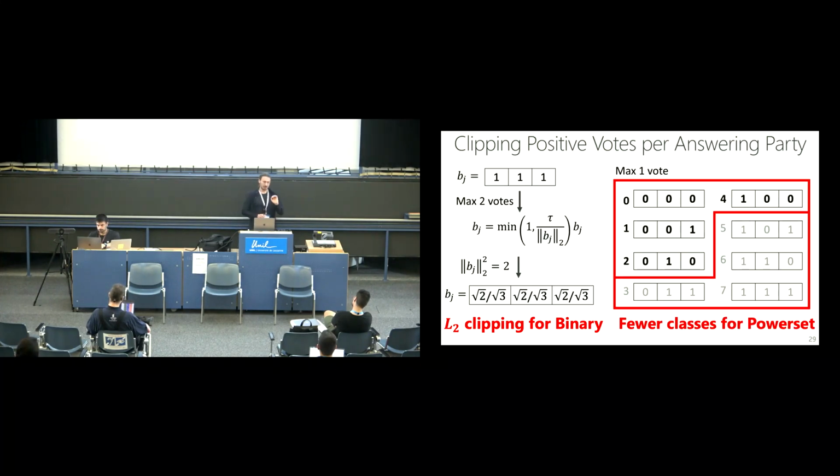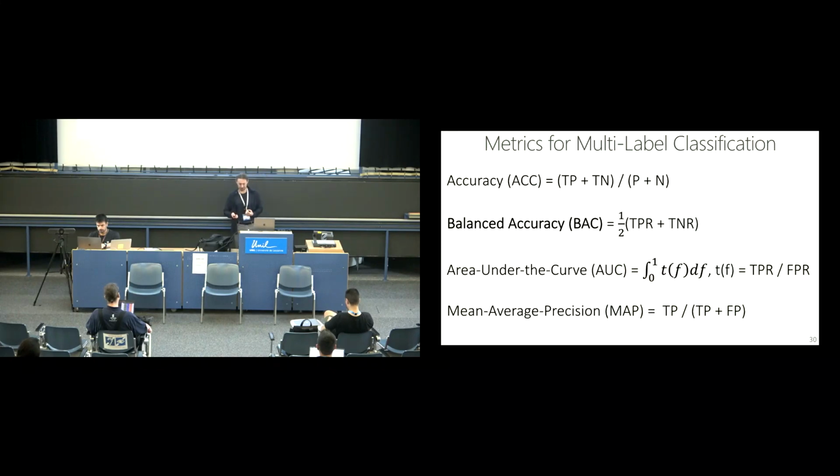However, if we limit that each answering party can vote up to one positive label, then the number of classes for this method increases to only 4. So here we have much fewer classes for power set if we apply this clipping.